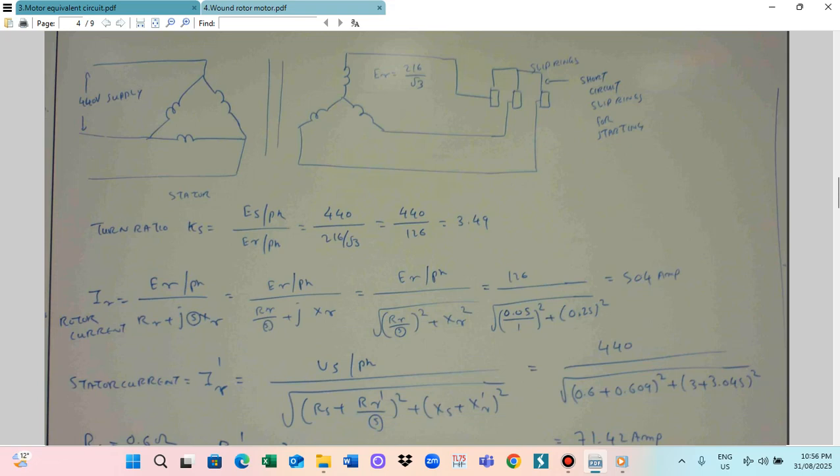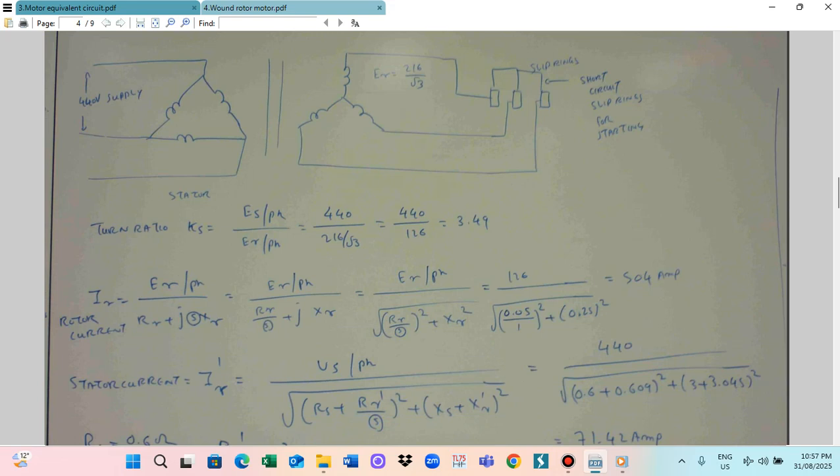Okay, so firstly we have to calculate the turn ratio. Turn ratio means we have to calculate for the stator voltage per phase and the rotor voltage per phase. So this is called the turn ratio. Turn ratio is Ks, which is ES per phase divided by ER per phase. ES per phase is the stator voltage, 440 volts. ER per phase is 216 divided by root 3, which is 126. So 440 divided by 126 is 3.49. The turn ratio Ks is 3.49.